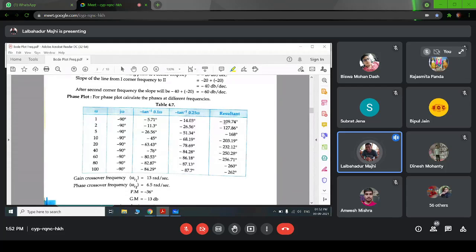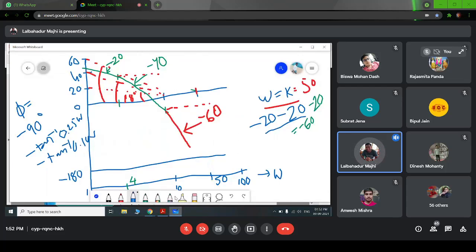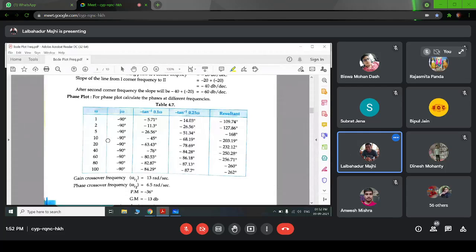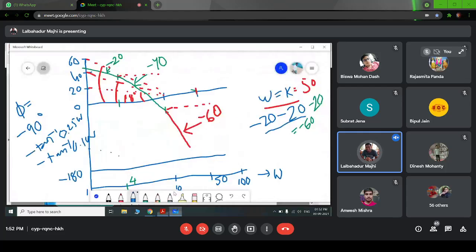The next step is we have to plot this phase plot. So we have to draw some line at frequency 1. It was 109. Similarly, it will go like this one. Before 10 it is intersecting the 180 degree line, so it will be like this one. The dots will be like this one. Then we have to connect the dots.